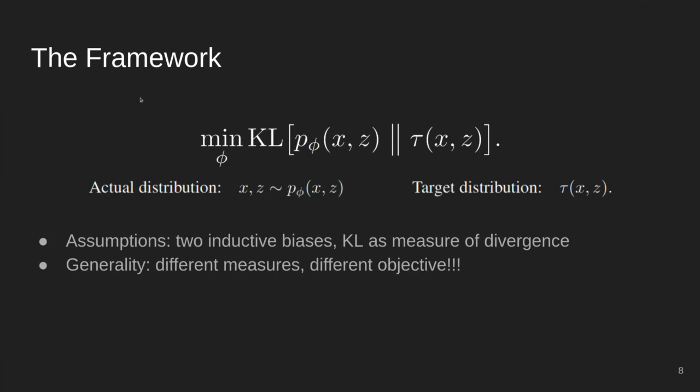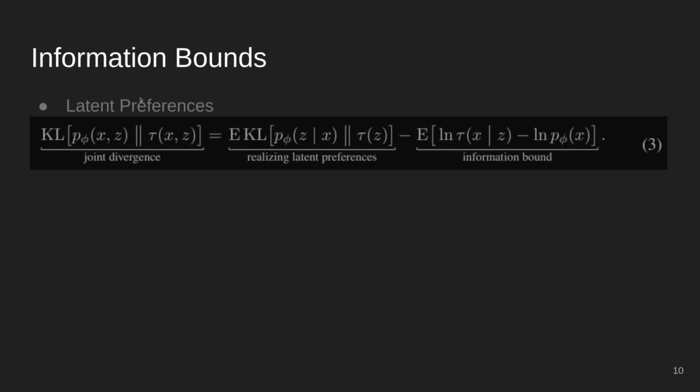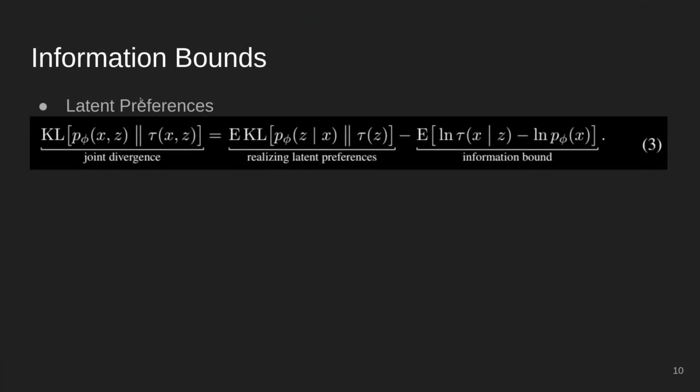So with this, we come to another fact about this framework or formulation, which is about the generality of this formula. As I said, using different measures would yield different objectives. However, KL divergence is sufficient to explain the relationship between different objective, or at least familiar objective functions that we've had so far. This joint KL divergence could be written in different forms. One form is this latent preferences, which basically decomposes the KL divergence into two terms.